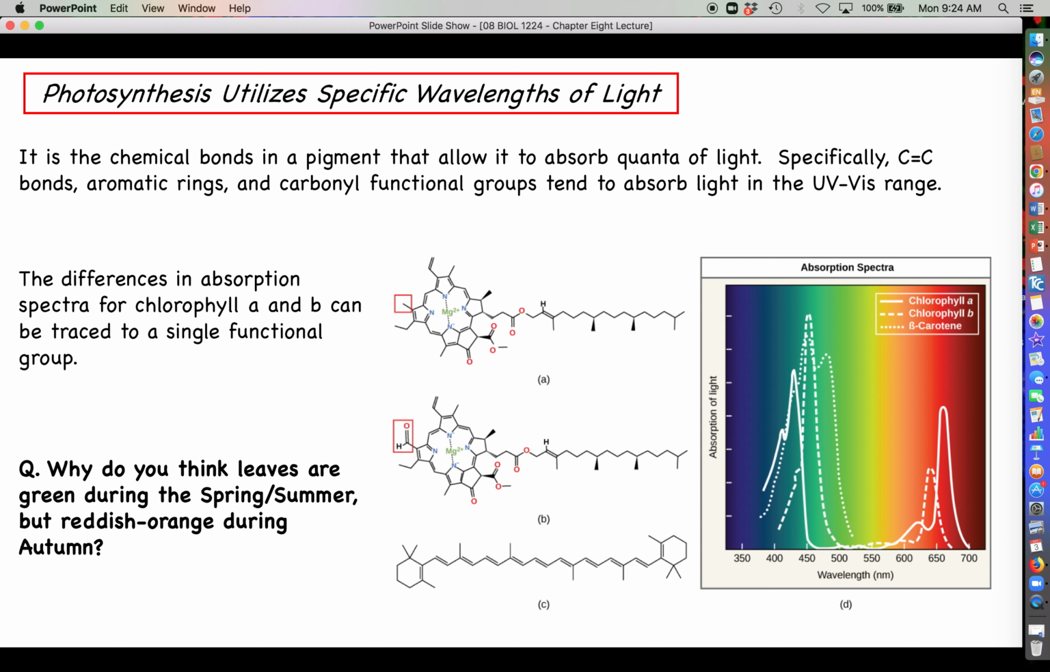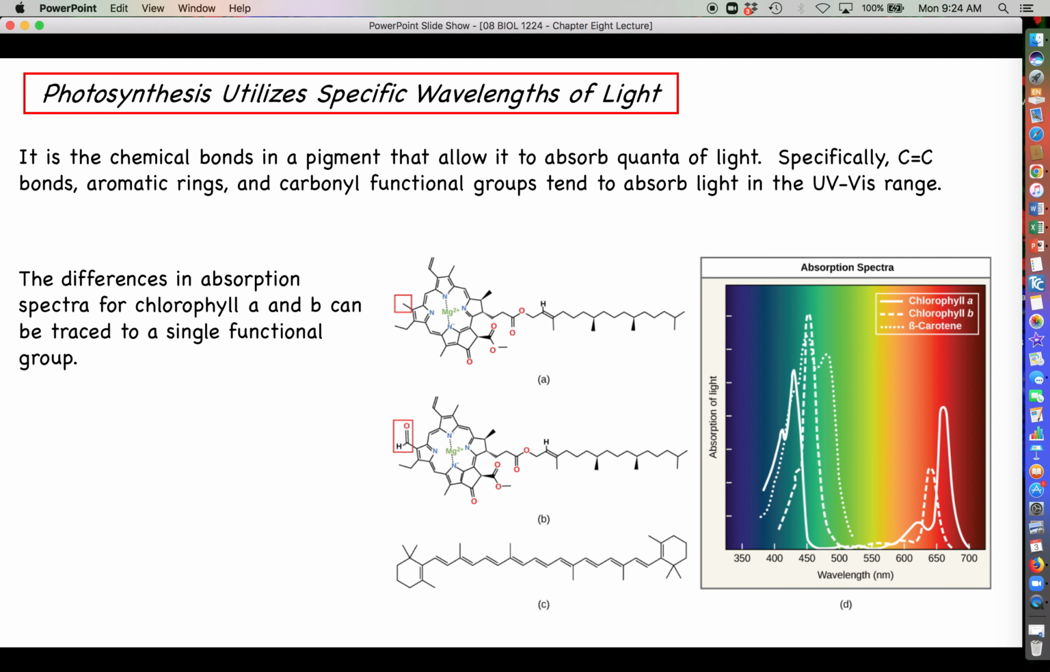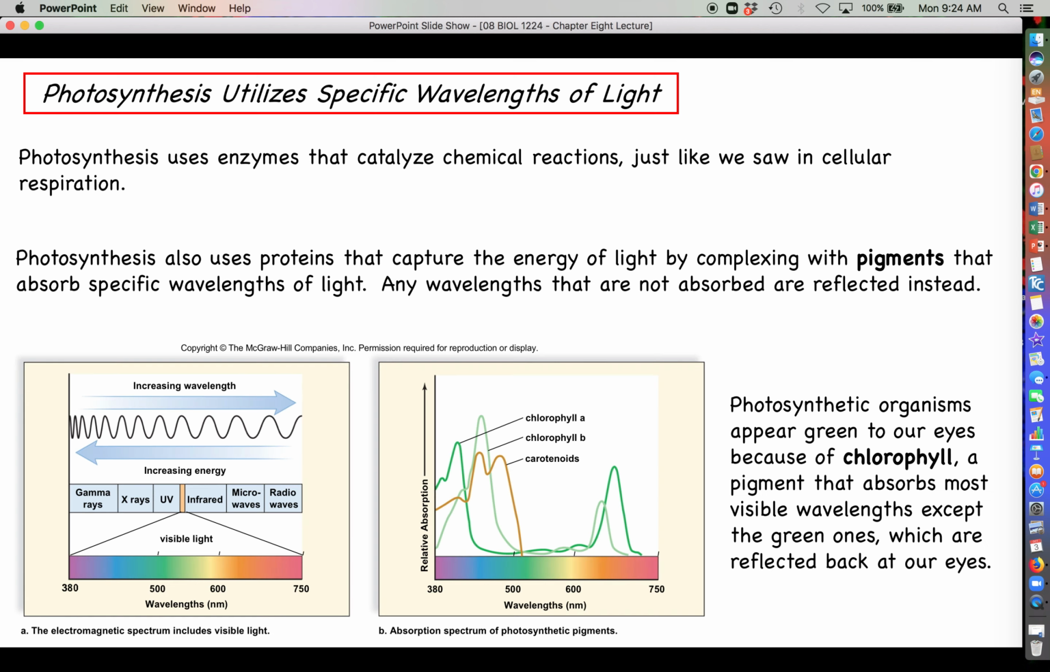Now, here's an interesting question for you. Why do you think leaves are green during the spring and summer, but then reddish-orange during the autumn? If we look at the absorption spectrum for these different pigments, again, the one that's a little easier on our eyes, the chlorophyll pigments absorb pretty much everything except the green colors. So it stands to reason that during the spring and summer months, when leaves appear green to us, chlorophyll is the major pigment found in the leaves, because that's the major thing that we're seeing.